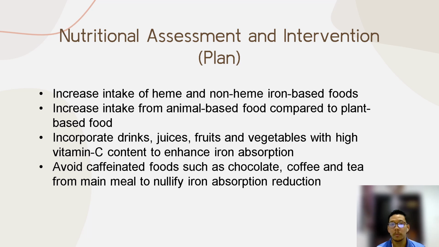As for the plan for Mrs. Y, the first one is to increase intake of heme and non-heme iron-based foods. The second one, increase intake from animal-based food compared to plant-based food. Third, incorporate drinks, juices, fruits and vegetables with high vitamin C content to enhance iron absorption, as well as avoid caffeinated foods such as chocolate, coffee and tea from the main meal to prevent iron absorption reduction.